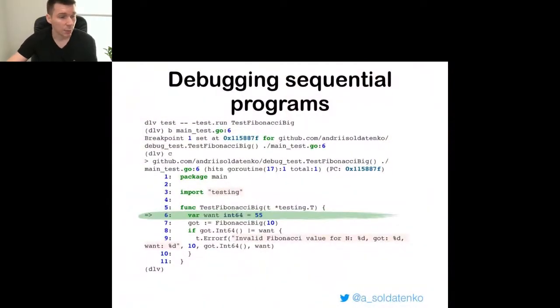What is debugging sequential programs? Like the classical approach, as you can see on this slide, I'm trying to debug simple unit tests using the default Delve debugger. It's a very simple approach which involves repeatedly stopping the program on different lines and inspecting the values of variables, etc.